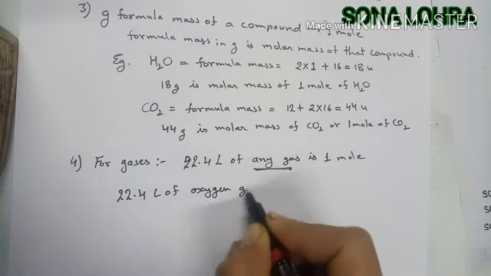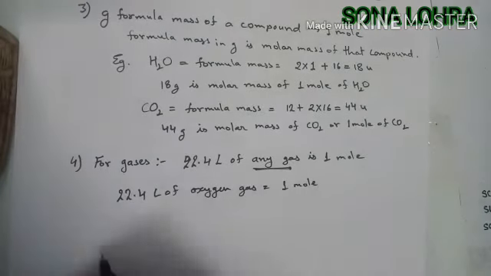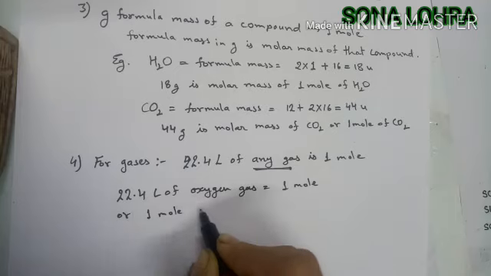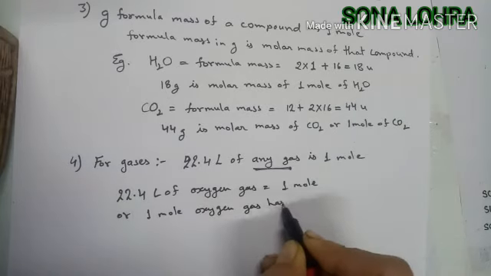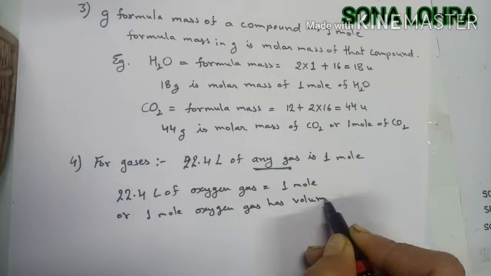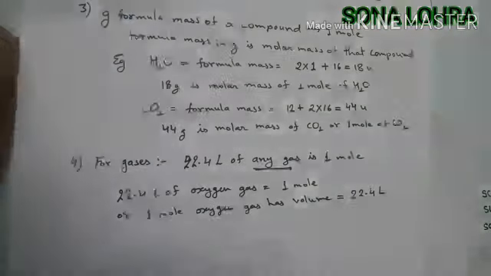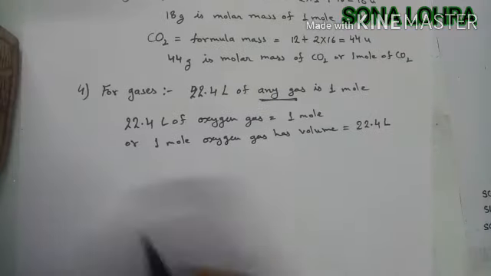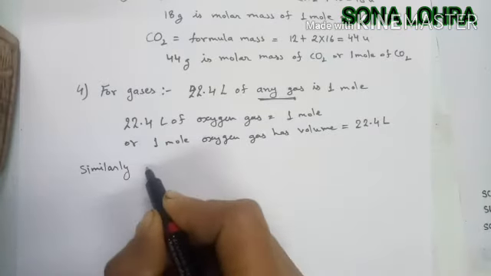22.4 liters of oxygen gas is equal to 1 mole of oxygen gas. Similarly, the 22.4 liters of CO2 gas is also equal to 1 mole of CO2 gas. So we can say that the volume of all the gases for 1 mole is similar, 22.4 liters.